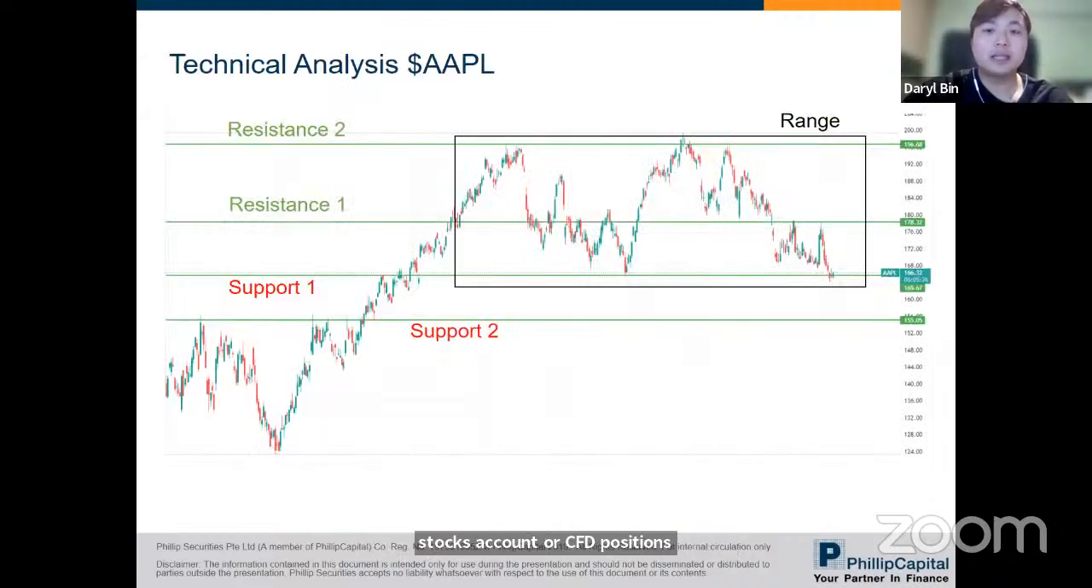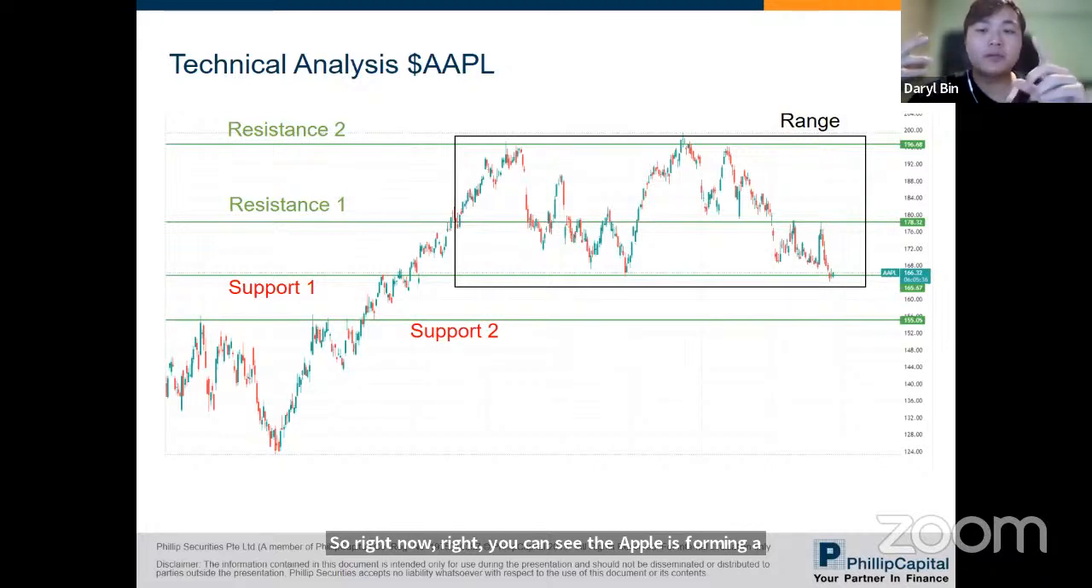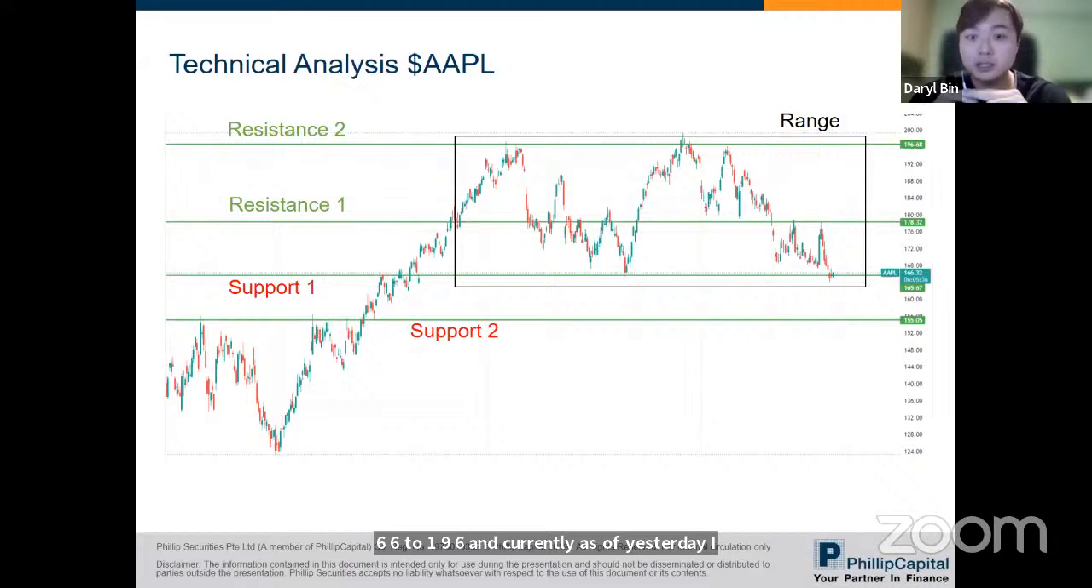This is the technical analysis that I promised earlier on. This is the technical analysis for Apple. Right now we can see that Apple is forming a range. You can see the box there. We observe that Apple is currently ranging from 166 to 196. As of yesterday, I think Apple is sitting around the support level of 166. I really hope that they will be able to hold this support level 1.